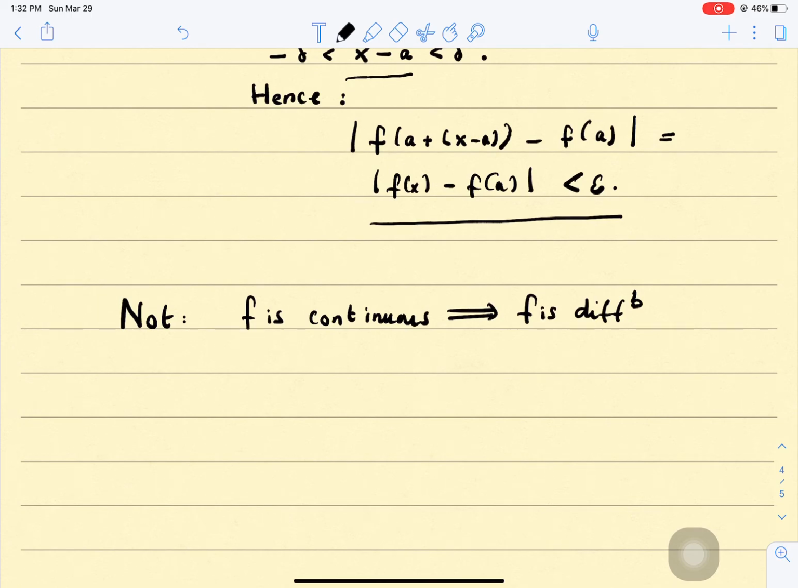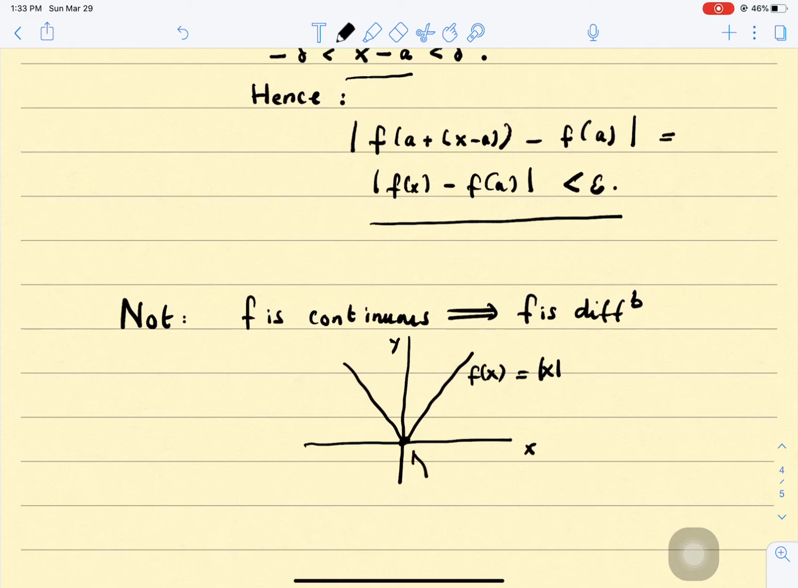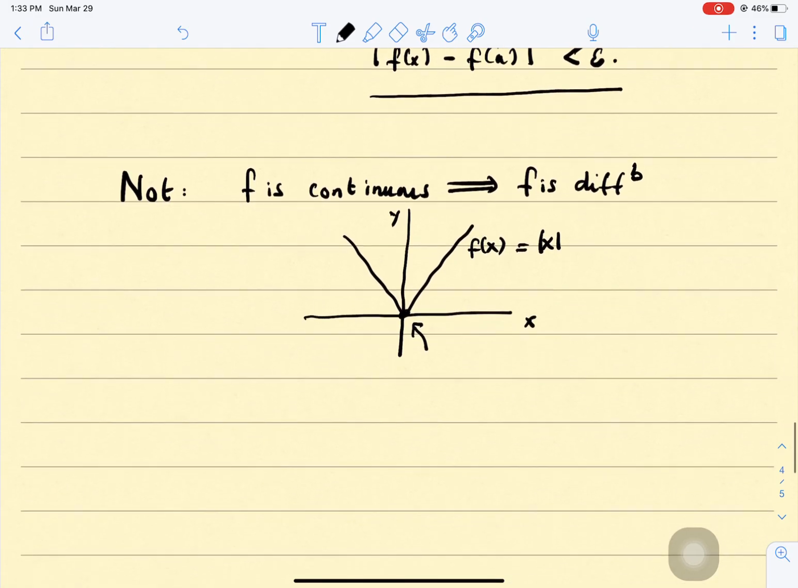Example we saw above would be the absolute value of x. Here's the x-axis, here's the y-axis, and here's f of x is the absolute value of x. It's not differentiable at the origin, right there. Bad point. But the function is continuous at 0.